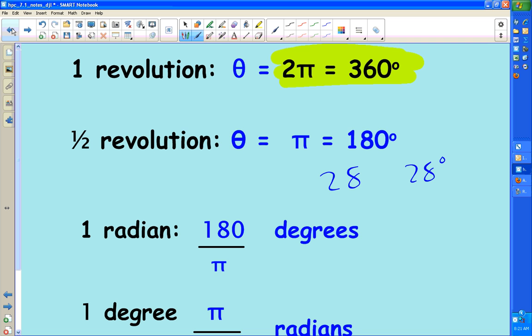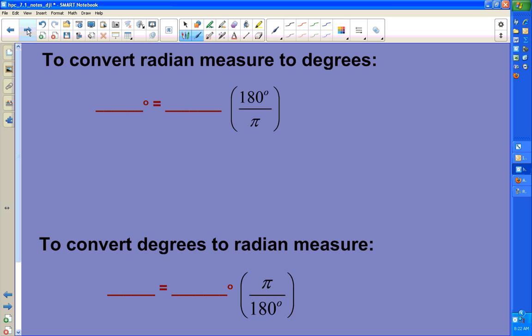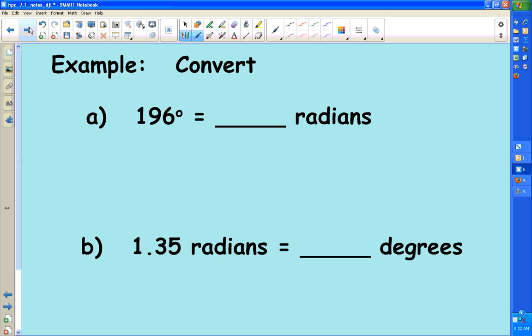But this is a variable. Now, so we're talking about 1 revolution, theta is 2 pi, theta is 360. In a half revolution, theta would be pi or 180 degrees. Okay, so theta is just really how we're going to measure our unknown angle. We just say, oh, we'll call it theta. Okay, so again, converting from radians to degrees and degrees to radians.